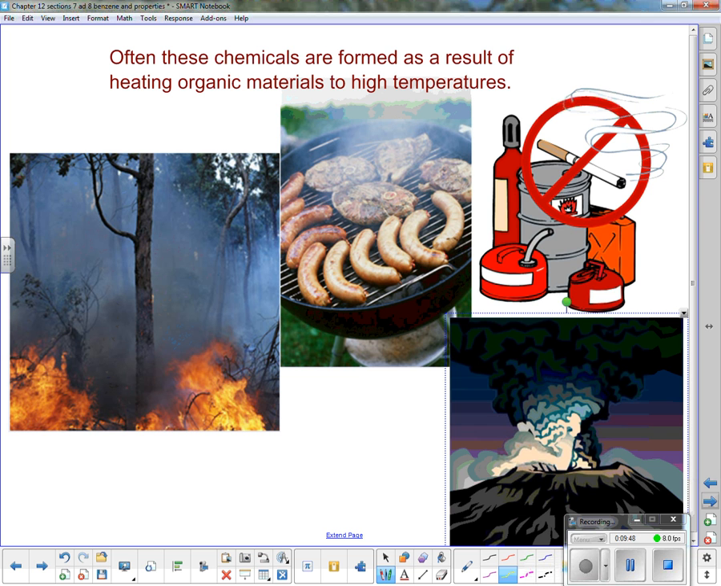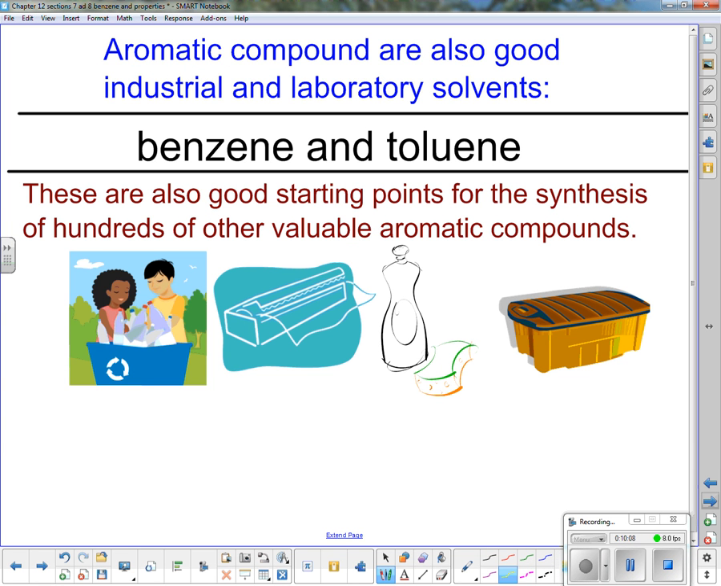A lot of these polycyclics are formed when we heat organic materials to high temperatures. So like for instance in a forest fire, or smoking gives off a lot of them. Volcanoes, even barbecuing. Now, they are also good, so we have to be careful.